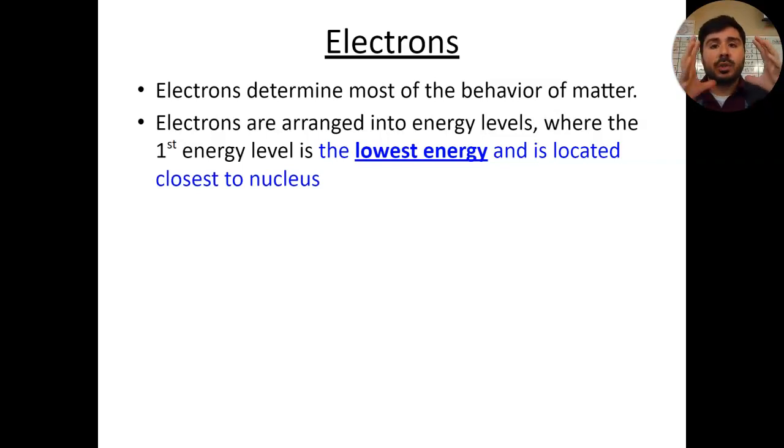Well, when I say the first energy level, that one is going to be closest to the nucleus. And when it's closest to the nucleus, it also has the lowest energy. So whenever there is an electron on the first energy level, closest to the nucleus, it has the lowest amount of energy.